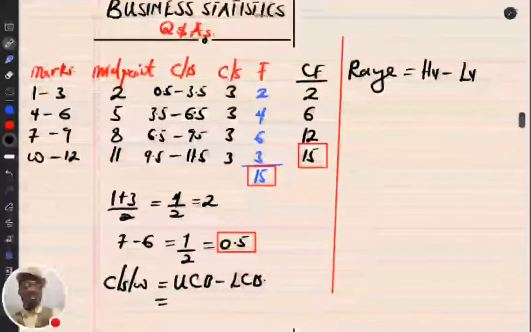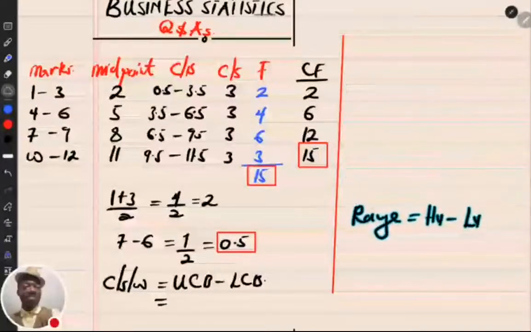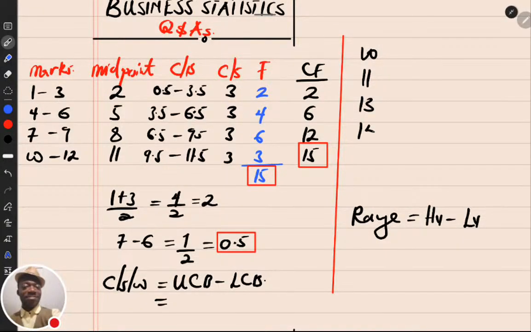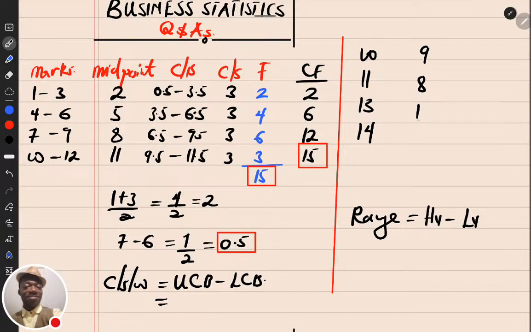Once you know how to calculate the range, let's say we have this data coming up. Let me bring in an ungrouped data so that we can use that to perform some calculation here. So let's say we have 10, 11, 13, 14, then 9, 8, 10, 15, then 12, 14, 14, 15. Just a set of 15 data.